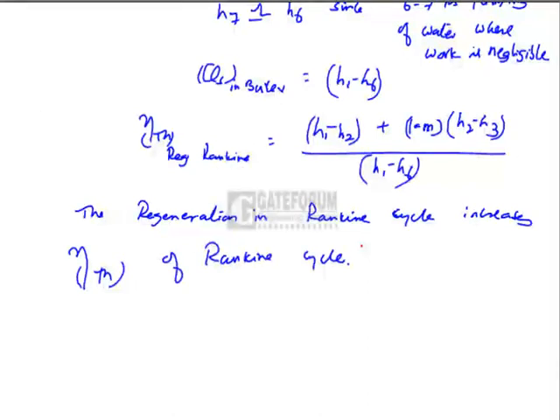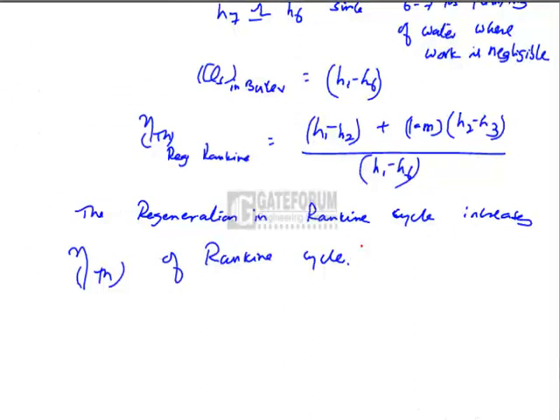Without regeneration, the amount of heat that has to be supplied is between 5 and 1. With regeneration, the heat supplied in the boiler is between 7 and 1. There is a considerable reduction in the heat supplied per kg of steam in the boiler. Therefore, thermal efficiency considerably increases because of regeneration. That is the bottom line. In fact, the basic use of regeneration is to increase the thermal efficiency of the cycle.